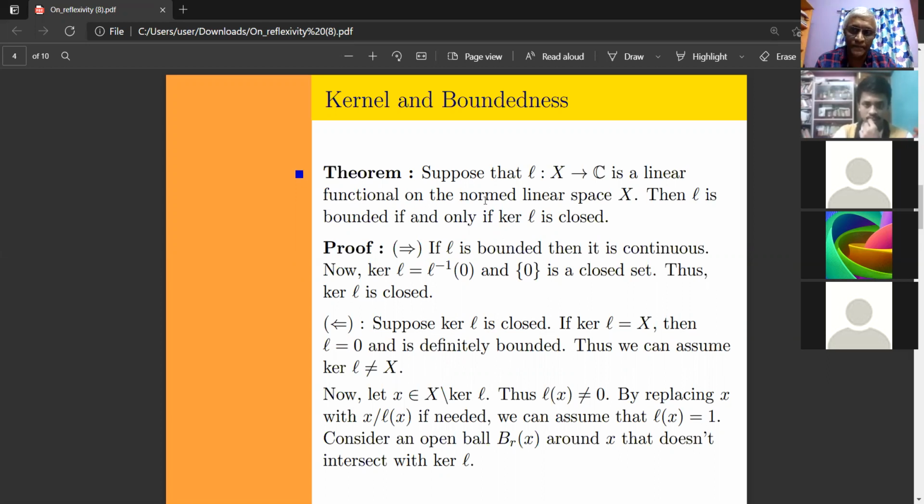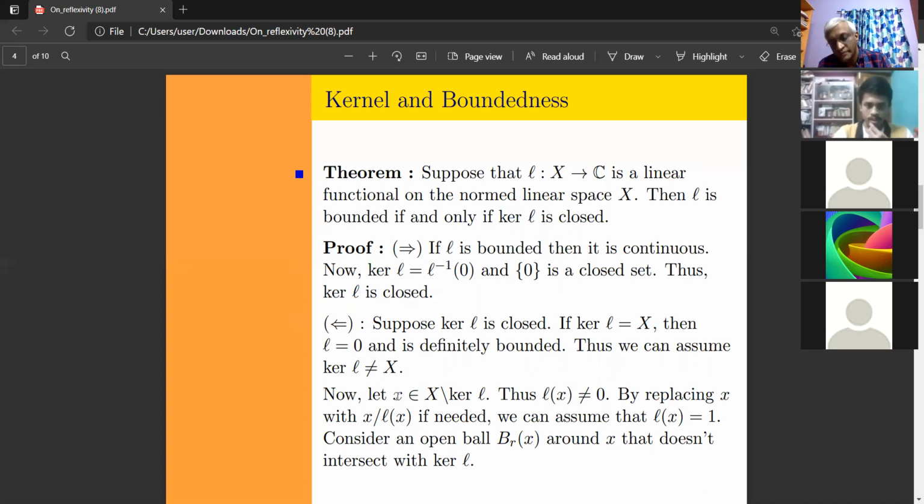So if L is a linear functional, then L is bounded if and only if kernel L is closed. If L is bounded, then it is continuous, for the forward direction. So kernel L is L inverse of 0, and thus kernel L is closed, since zero is a closed set. For the other direction, suppose kernel L is closed. If kernel L is the whole space, then L is the zero operator, and it is definitely bounded.